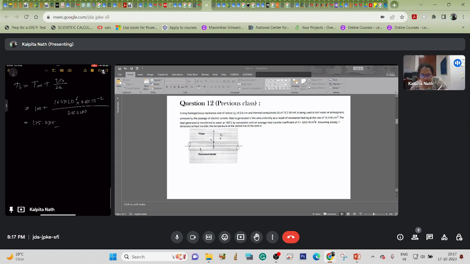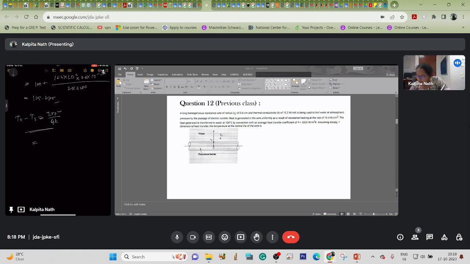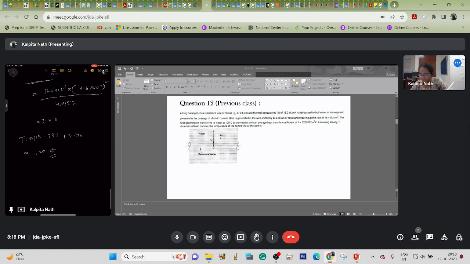Now the surface temperature will come out to be 115.375. The temperature at the central line of the wire, T naught, is equal to Ts plus Q r naught square by 4k. This formula we already have used for conduction inside a pipe, and we can easily calculate it. So this is 16.4 into 10 to the power 6 into 0.6 into 10 to the power minus 2, whole square, divided by 4 into 15, which is 9.710. T naught is equal to 115.375 plus 9.710, which is 125.0 degrees Celsius. I hope you have understood this.